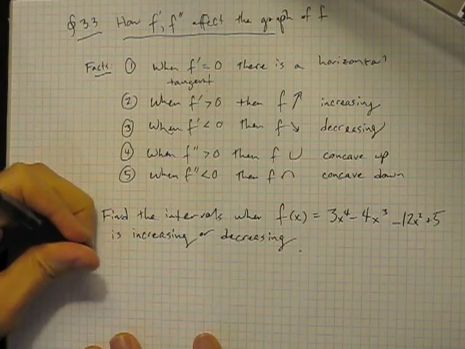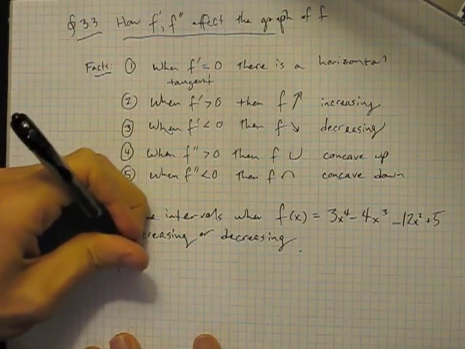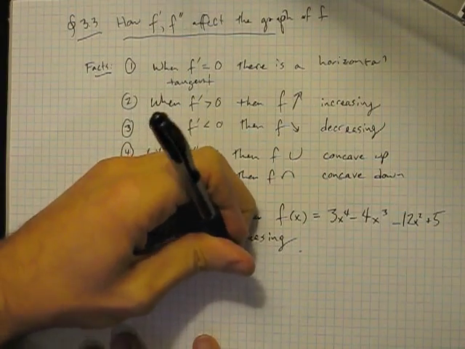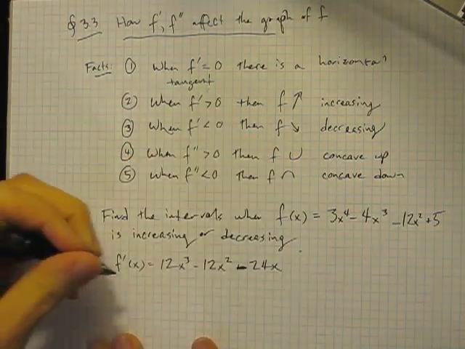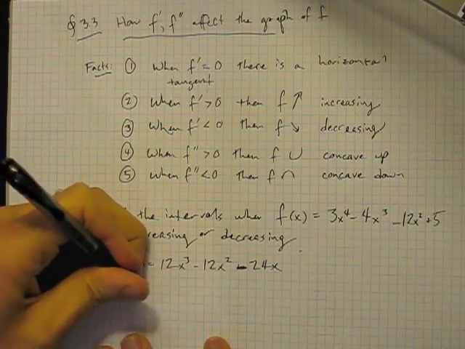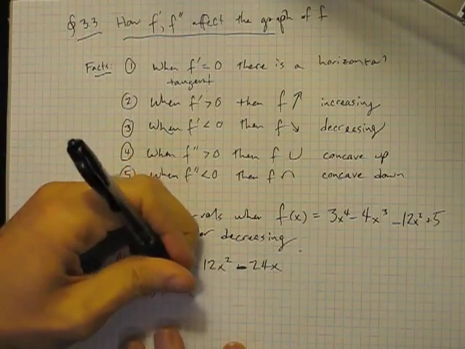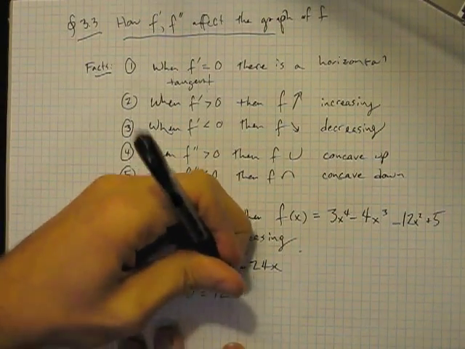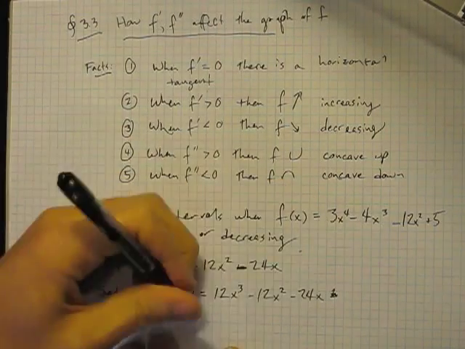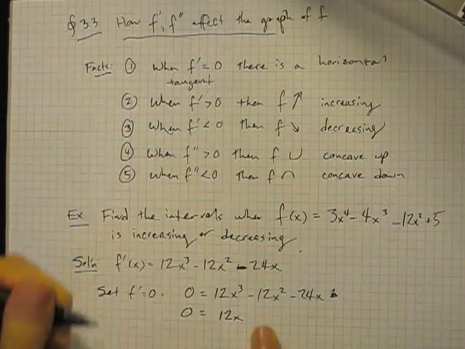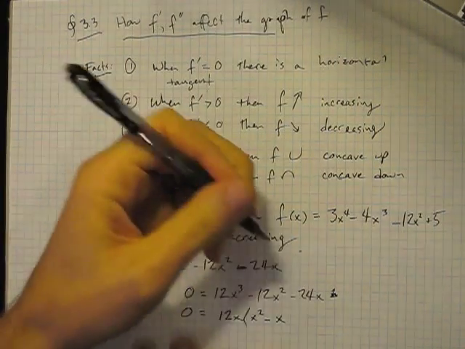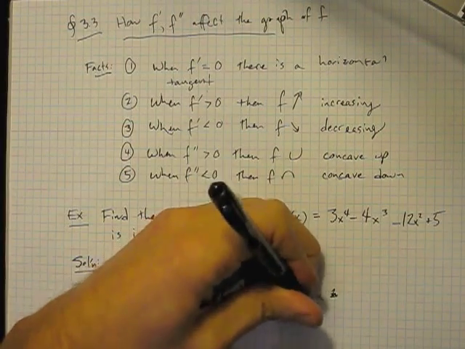So the solution to this is we start by taking the derivative. Easy enough. We get 12x cubed minus 12x squared minus 24x. Okay. So I guess the very first thing we should do is set this equal to 0. So if we set f prime equal to 0, then we get 0 is 12x cubed minus 12x squared minus 24x, and if we factor this, then every piece of this has a common 12x, so we take 12x out, and we're left with x squared minus x minus 2. I think I did that right.